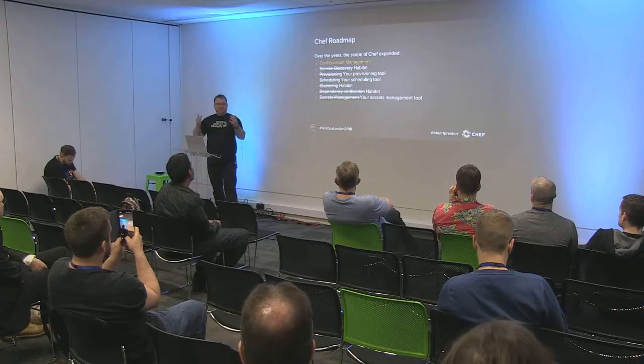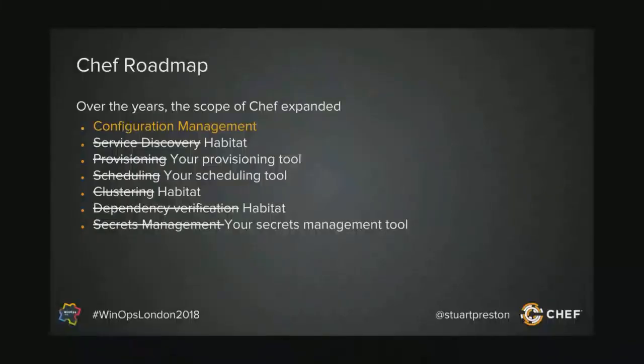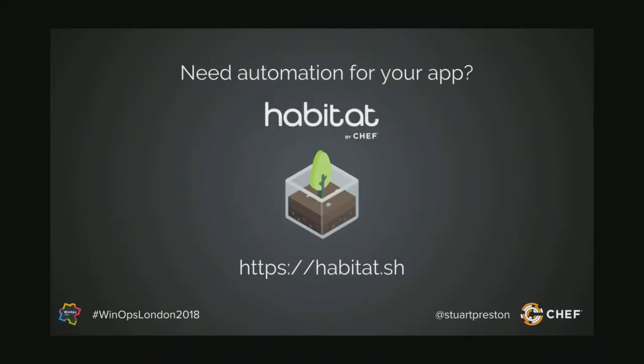And for all these other things, you've got choices. Some of those you will come to our tooling for. So for service discovery and clustering and dependency verification, you might come to our Habitat tool. For provisioning, you might use your own provisioning tool. Terraform is pretty popular, I understand. And obviously in Azure, you've got ARM templates, and in AWS, you have CloudFormation and so on. So that's really our focus on the infrastructure side of things.